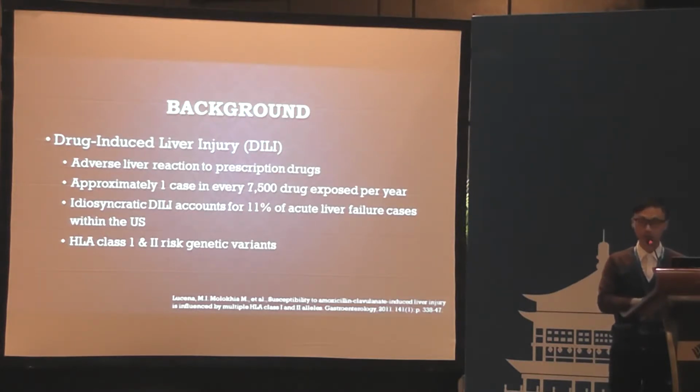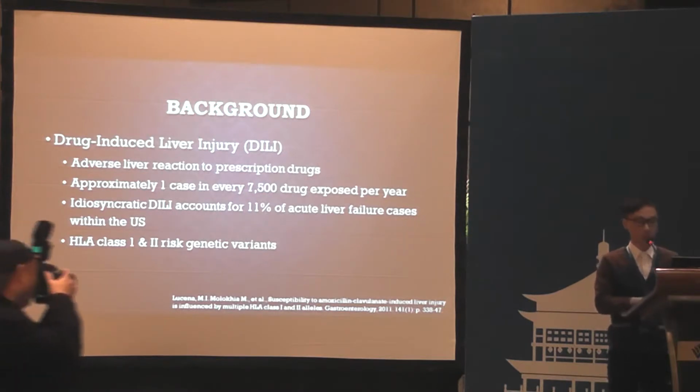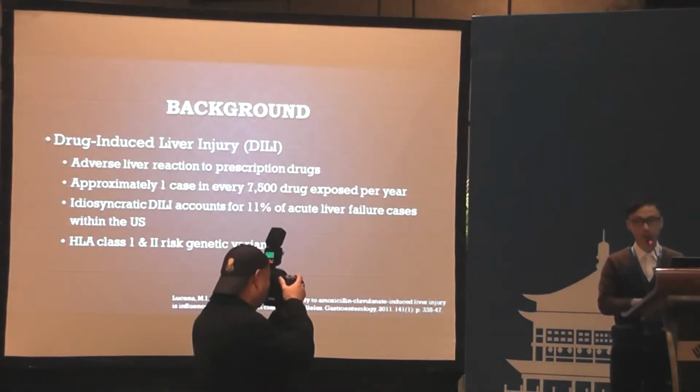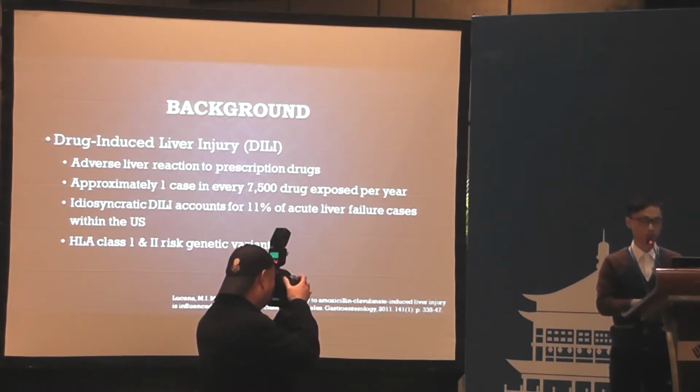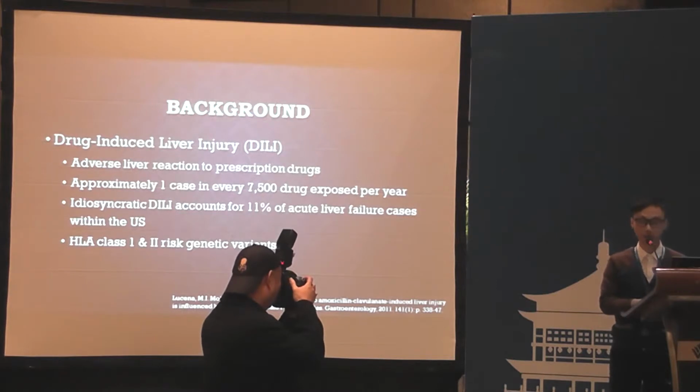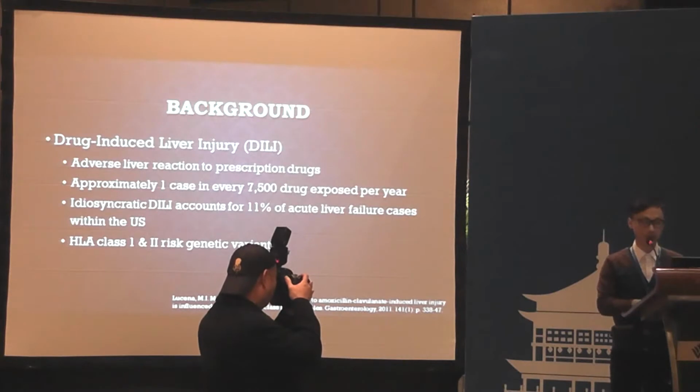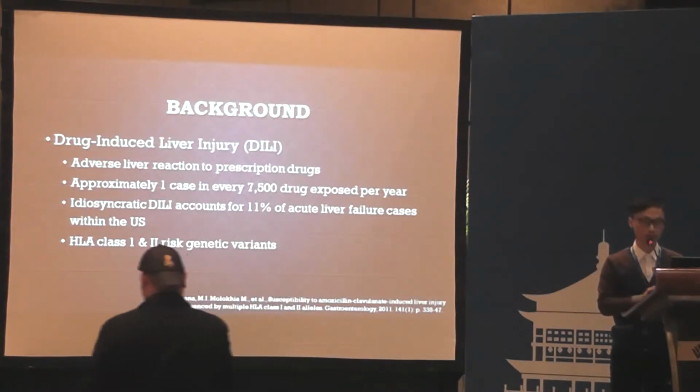In our previous study, from the reference at the bottom, it shows that the human leukocyte antigens class 1 and class 2 risk genetic variants are highly associated with drug-induced liver injury. So this is the motivation for us to start this study.